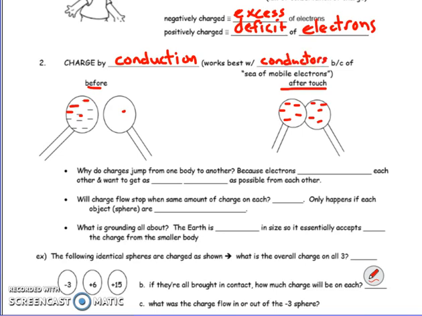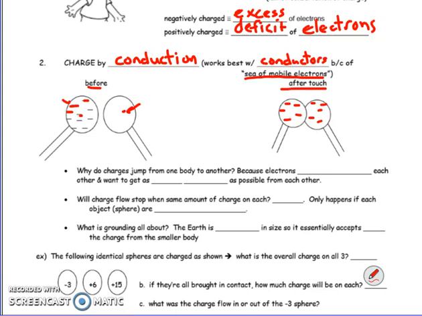It does work with insulators. If I take an insulator and touch it to something, that other something will take on some of the charge. But it works best with conductors because you have that sea of mobile electrons, which allows the charges to move throughout. Okay, so the important thing we want to see here is I started with a negatively charged object, I touch a neutral object, and now they're both negative.